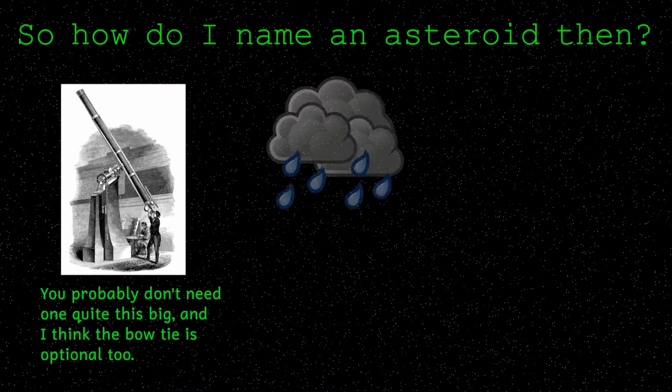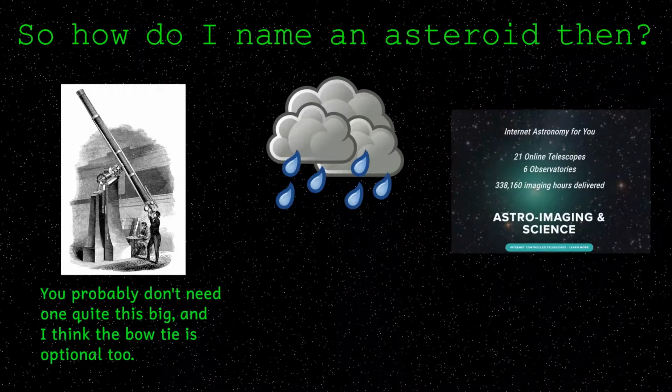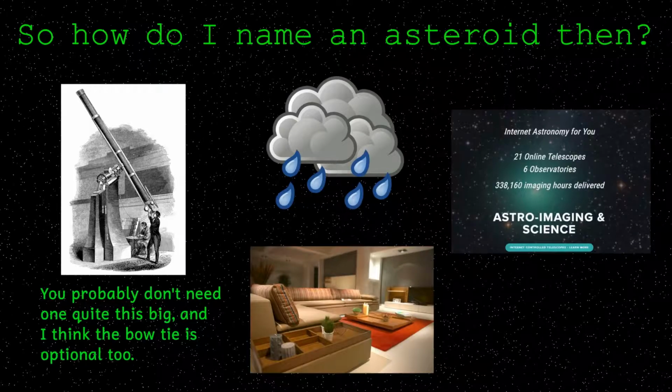That's not too easy if you live in the UK. Or, alternatively, you could sign up for a service like itelescope.net, where you can rent time on a telescope at 6 sites around the world. And there you can control the telescope from the comfort of your own home.